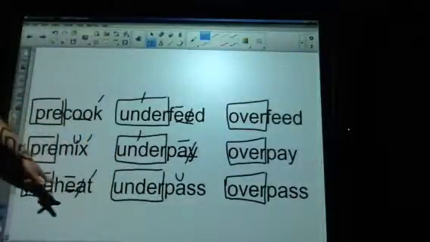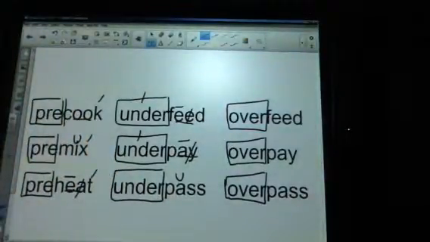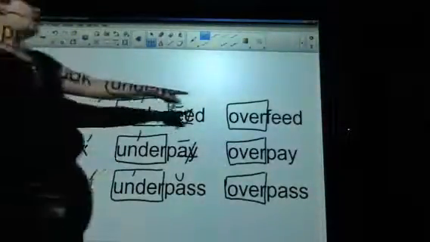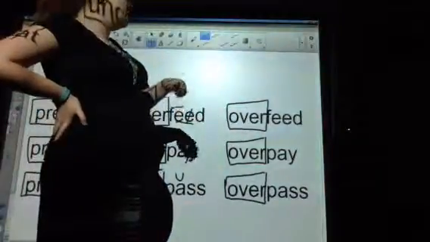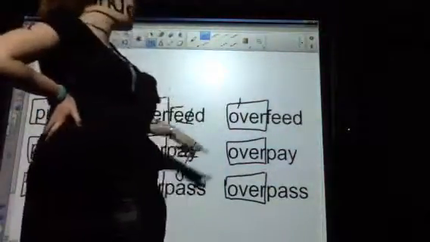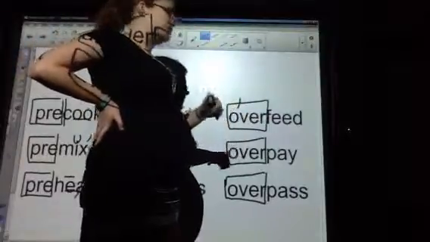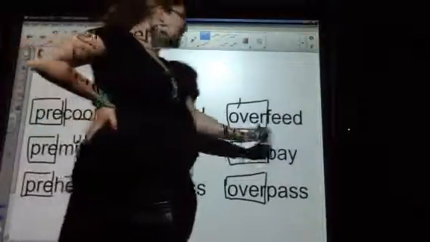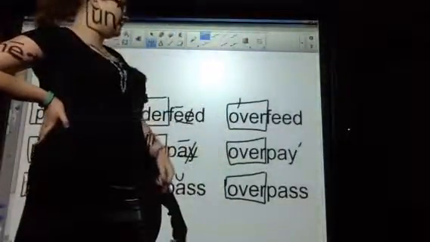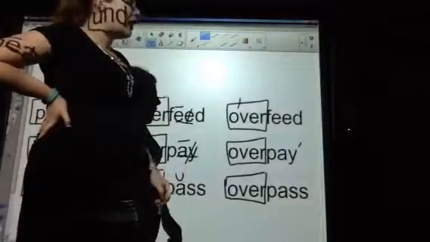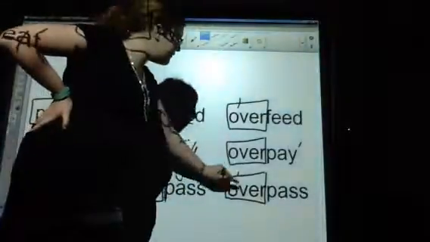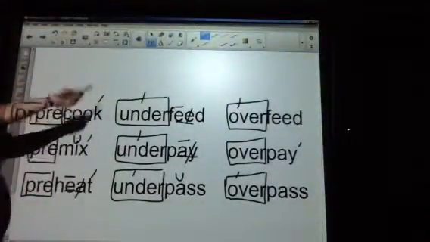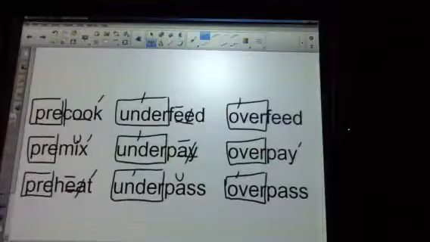How do you say this word? Underpass. So where does the accent go? On the first syllable. Underpass. Okay? Overfeed. First. Overpay. Overpay. That's on the root word. Overpass. On the first. So when you've got prefixes, there's no real way to know other than just trying every spot to see which one sounds best.